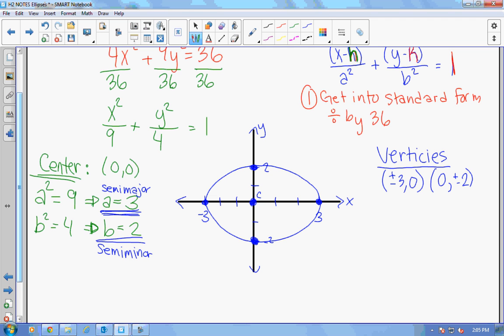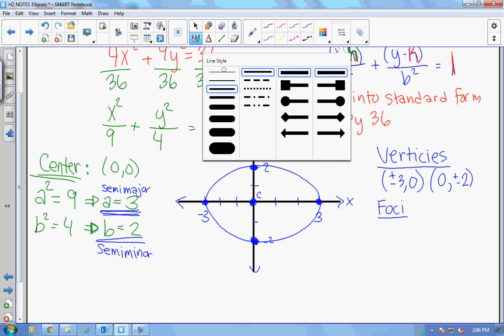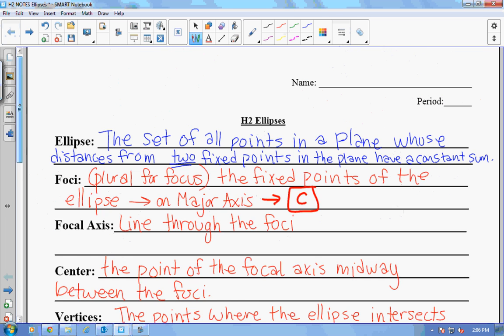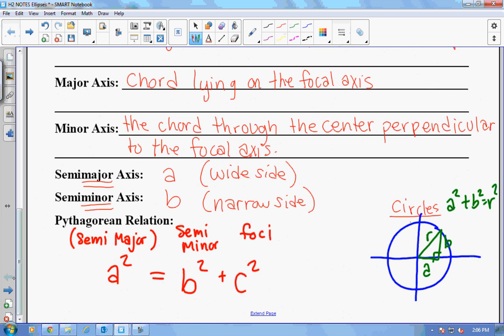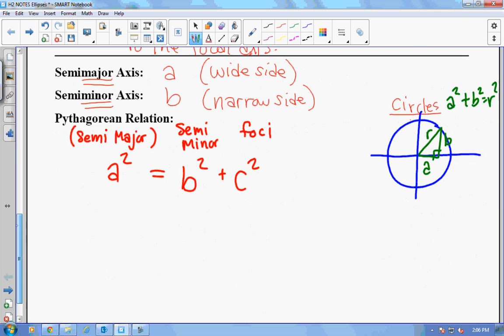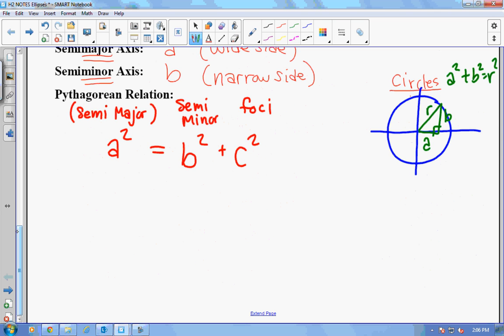Last thing is the foci to find. We've given the foci a name. We know what A and B is. What's foci? C. Now, on your notes that we did the other day, I said there's a Pythagorean theorem relation, and it looks a little different than the Pythagorean theorem, and I'll draw the reason why. Isn't the Pythagorean theorem a squared plus b squared equals c squared? So this looks a little different.